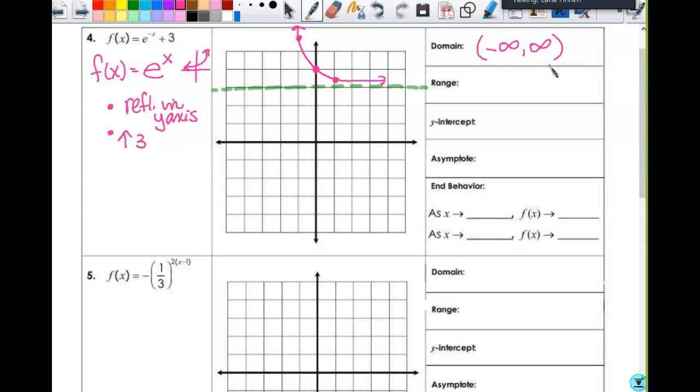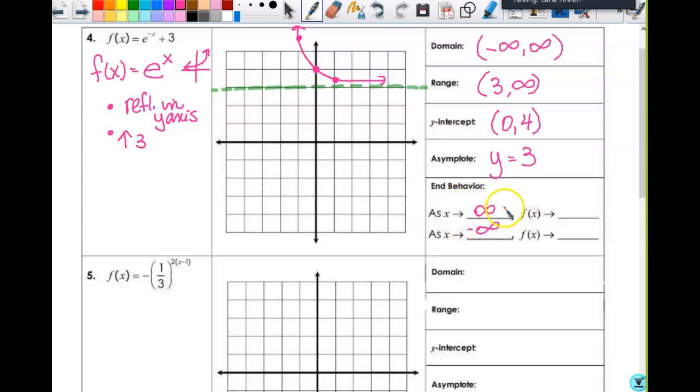Domain is still negative infinity to infinity because, again, there's really not anything I can do to affect that with transformations. My range, I pushed up 3, so now it's 3 to infinity. I do know my y-intercept. It's at 4, so 0, 4. My asymptote was at y equals 3. Then, since my domain is negative infinity to infinity, this is going to be infinity, negative infinity.